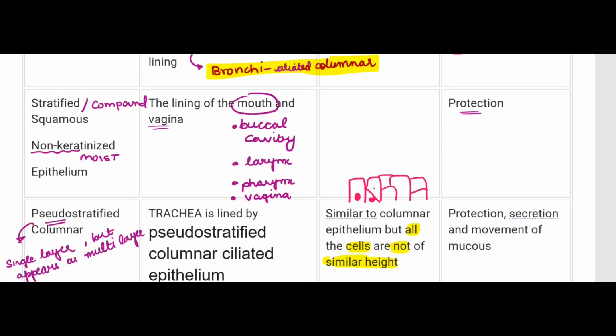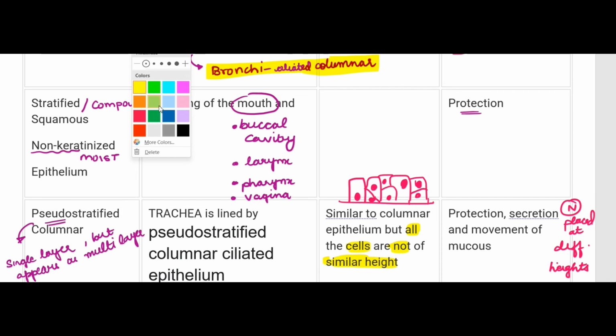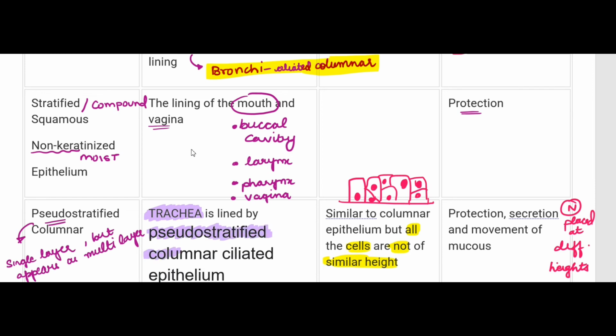So where is this pseudo stratified epithelium present? It is present in the trachea. Okay, the trachea is lined by pseudo stratified columnar ciliated epithelium, because we know in trachea the cilia help in the movement of mucus in a particular specific direction. So understood, this is very important and this is a previous year question.